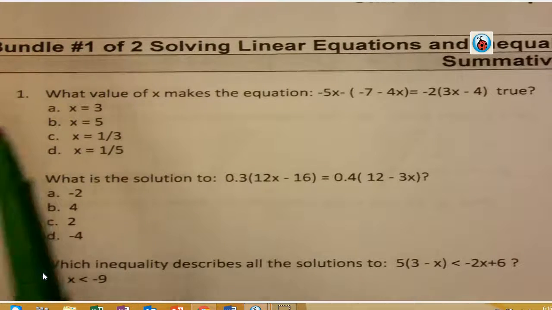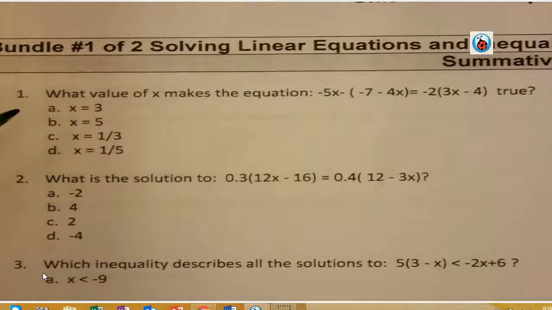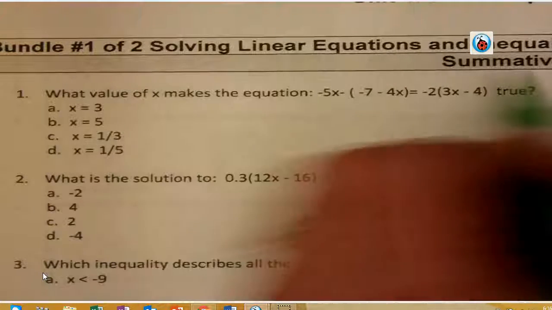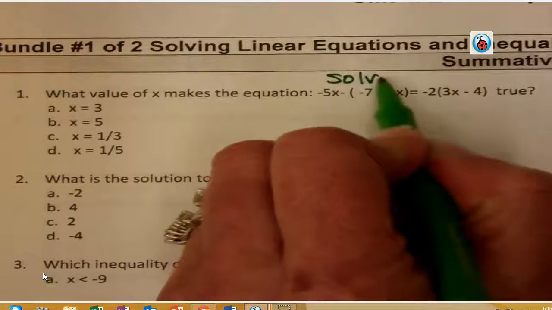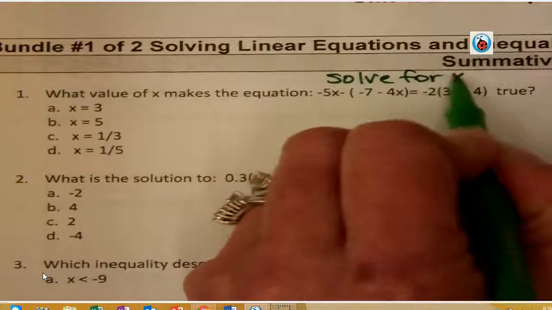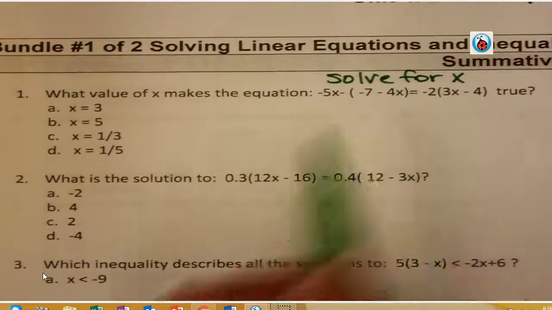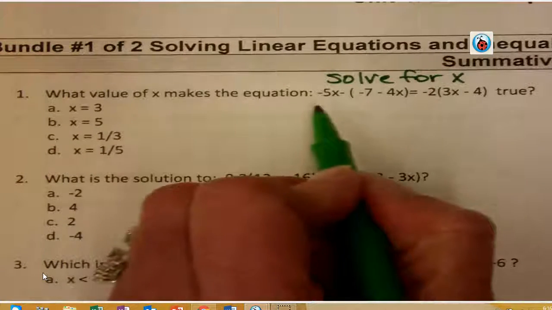So, number 1. It asks, what value of x makes the equation negative 5x minus parentheses negative 7 minus 4x equals negative 2 times parentheses 3x minus 4 true. So essentially all it's saying is solve for x. So the first thing we do is distribute.